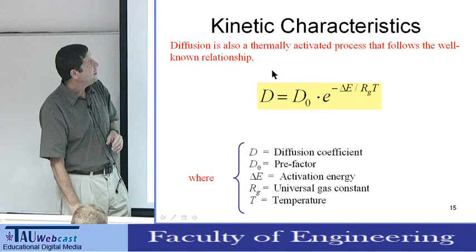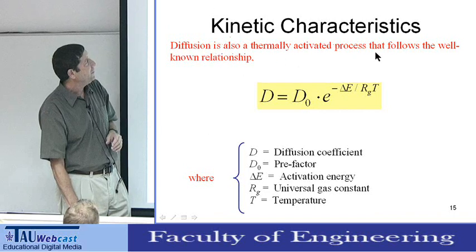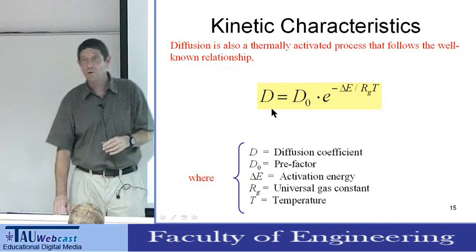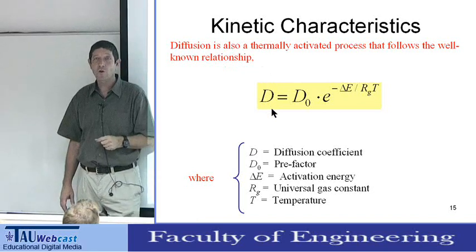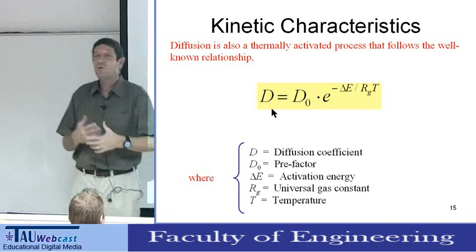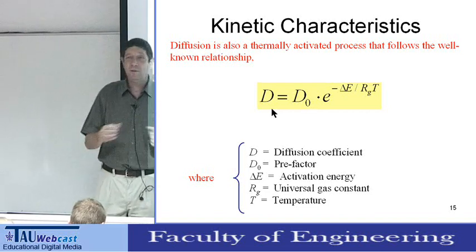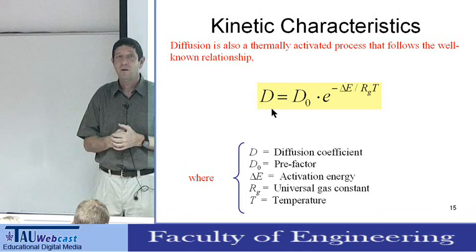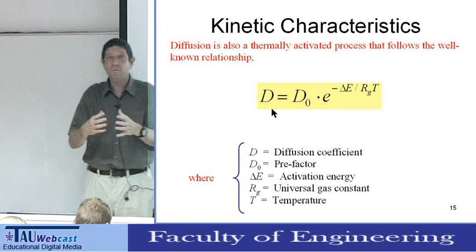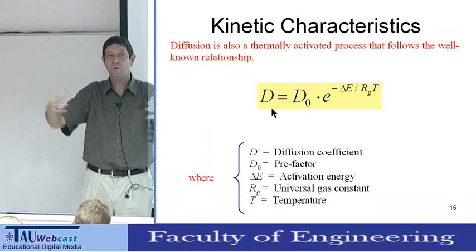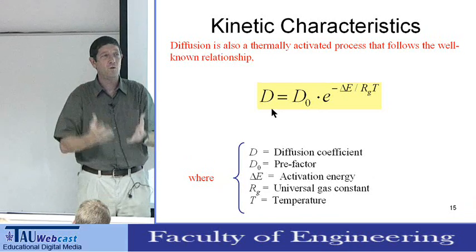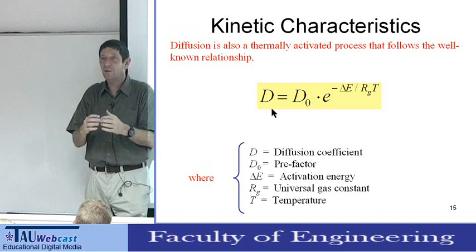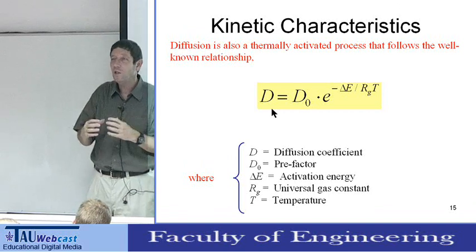The diffusivity is a thermally activated process that follows the well-known relation. You have a constant called the diffusion constant, and the diffusion constant describes the relation between the average distance during a given time of the diffusion. If during a given time the dopant is moving through a large distance, then the diffusion coefficient is high. When it moves through a very short distance, then the diffusion coefficient is low.